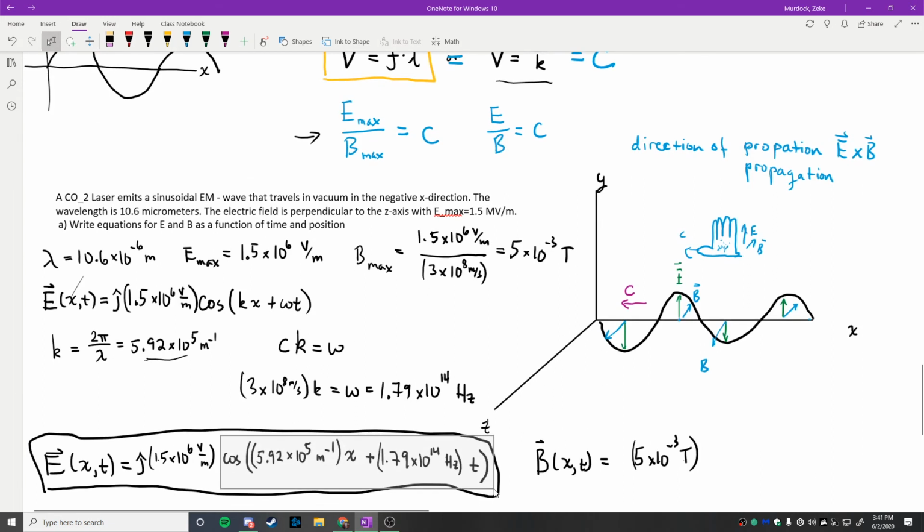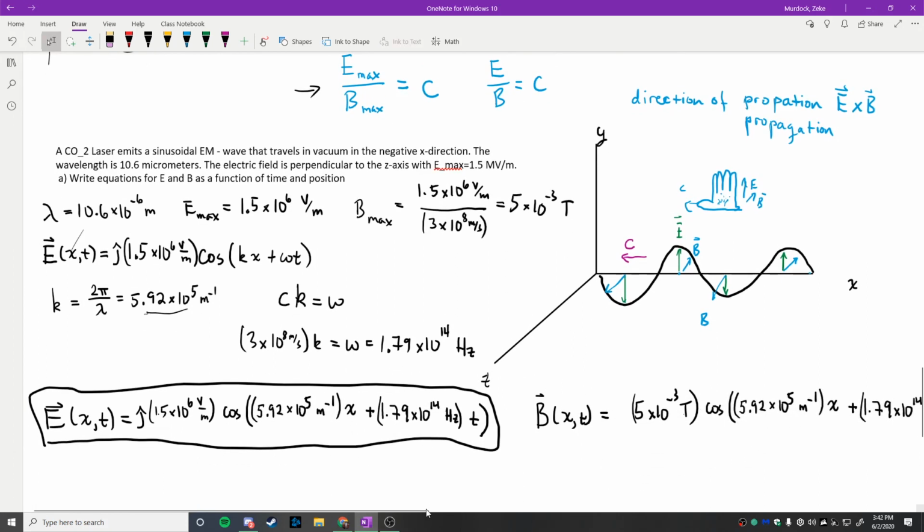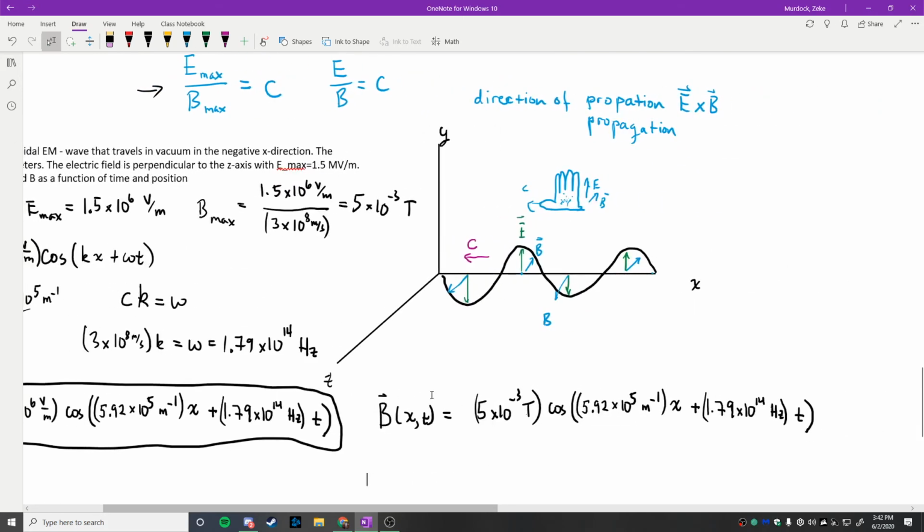Yep. Box in that, copy, paste, boom. That part's the same. It's not going off the screen. But there we go. That's magnetic field as a function of x and t. There's one thing missing here, which is this piece right here.